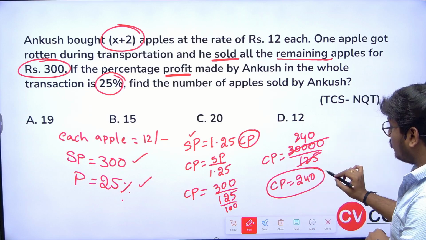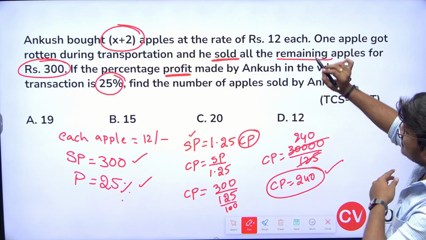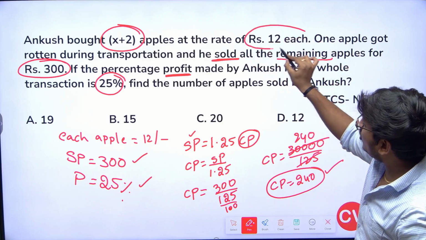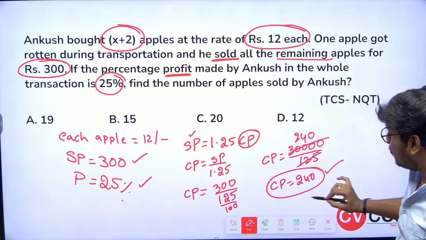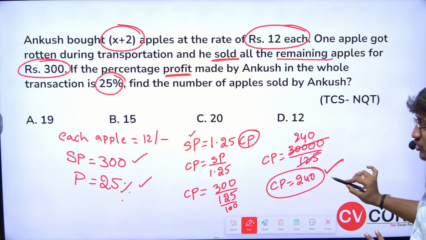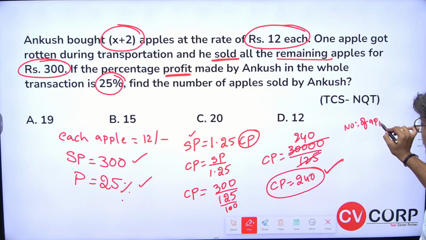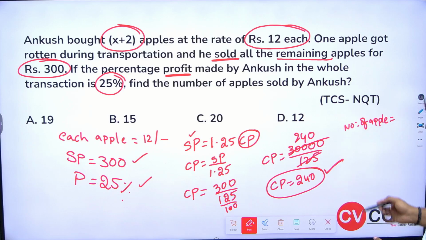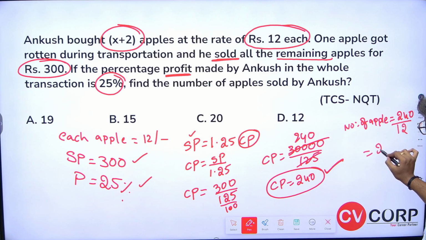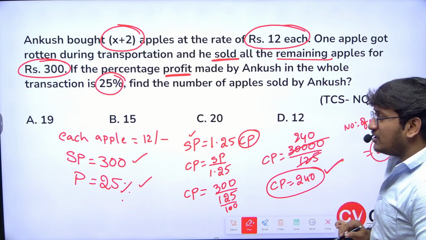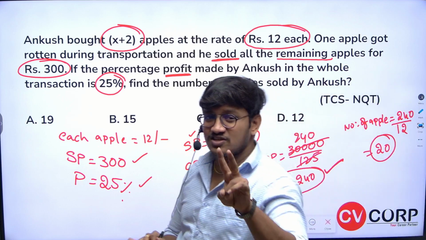So for 240 rupees. Now they're saying that each apple cost is how much? 12 rupees. Now how much I paid for the apples? 240 rupees. Now the number of apples I purchased is, I totally spent 240 rupees divided by 12 rupees each, which is equal to 20 apples. So now the number of apples I purchased is 20 apples.